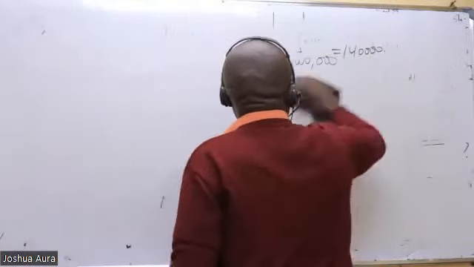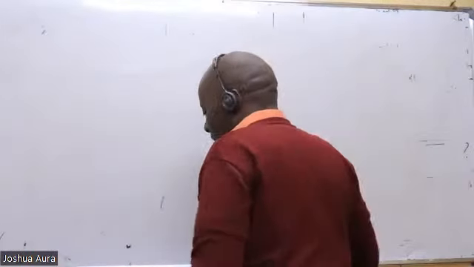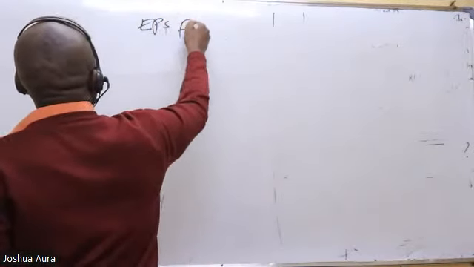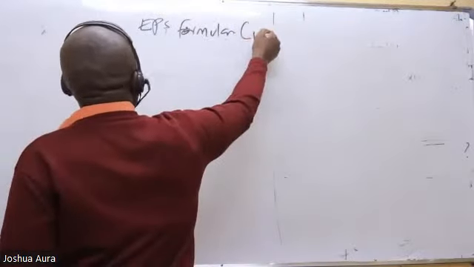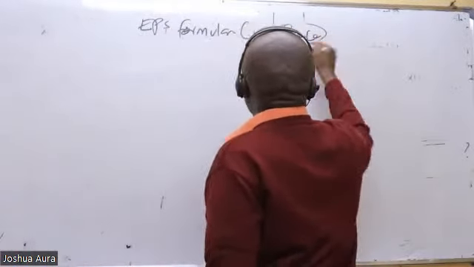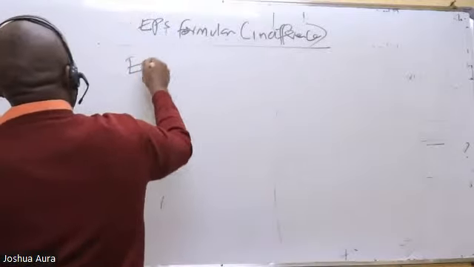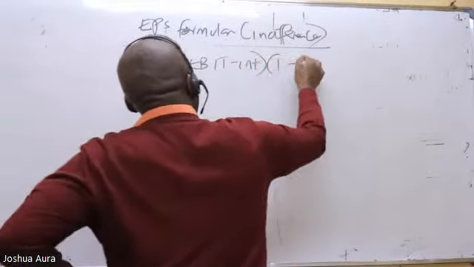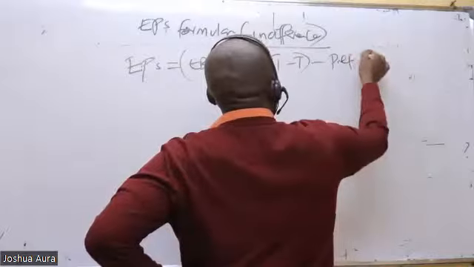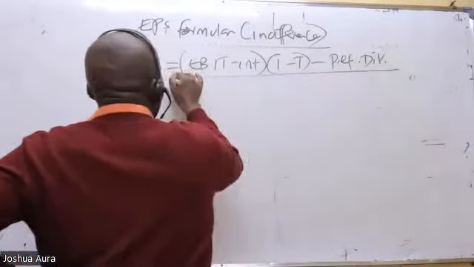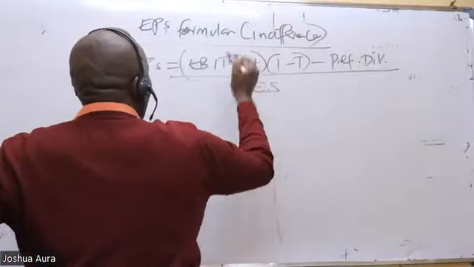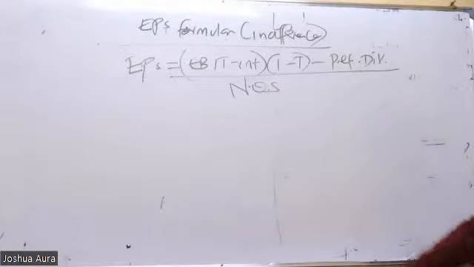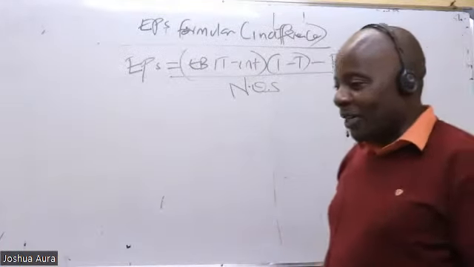EPS formula under indifference points. This EPS will be equal to EBIT minus interest, times 1 minus taxation, minus preference dividends, and then everything to be divided by the number of ordinary shares.